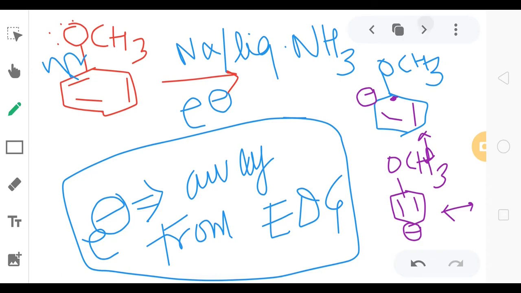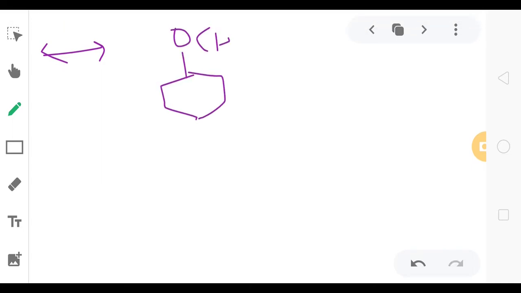So these are the resonance structures that you can make on your own. I am assuming here that you people know how to write the resonance structures. Okay.